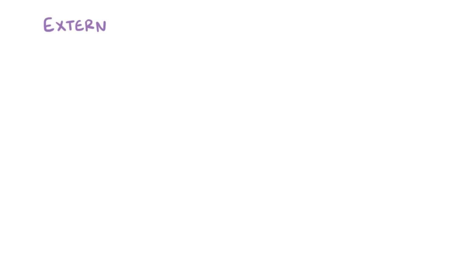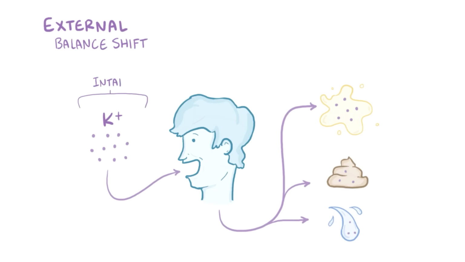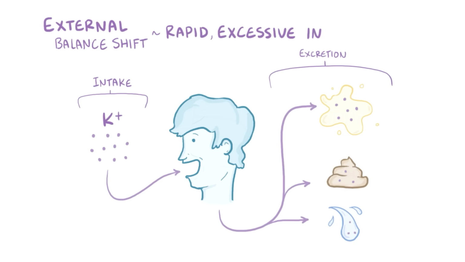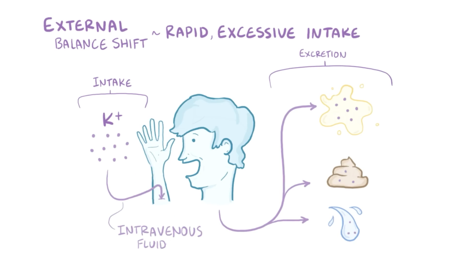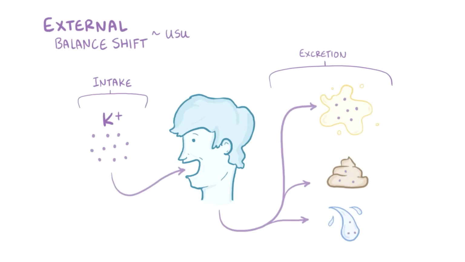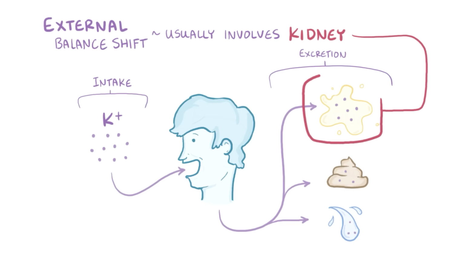Alright, on to external potassium balance shifts resulting in hyperkalemia, which has to do with potassium intake and excretion. That said, simply taking in too much potassium can lead to hyperkalemia, but this would typically be from rapid, excessive infusion of potassium into the bloodstream, like in patients receiving intravenous fluids. And this would be considered an iatrogenic cause, which means that it results from a medical treatment or procedure. Most other cases, though, have to do with the kidneys and their ability to regulate what stays in the blood and gets excreted into the urine.